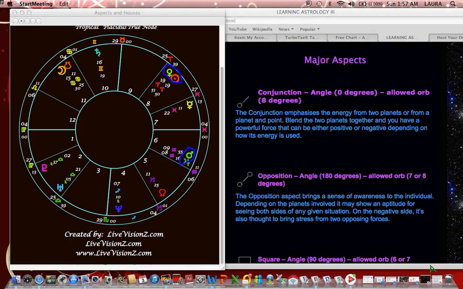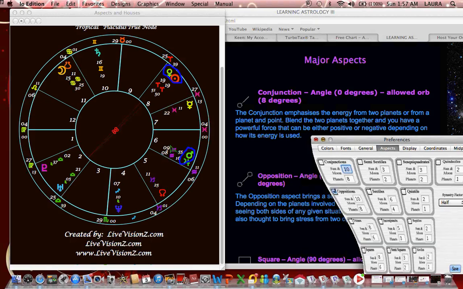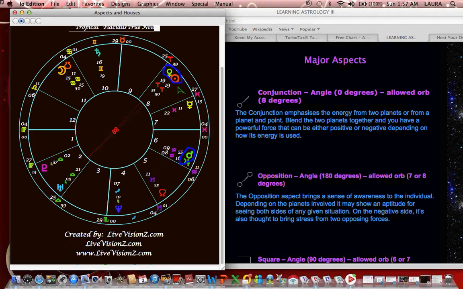Now, let's go and talk about the opposition. Let me get my computer back here. We're going to talk a little bit about oppositions. Okay, I added some. Now, the Sun and Venus are opposing Neptune in the second house. Now, how do you figure out, you're saying, well, how do I know if it's an opposition or not in my own chart?